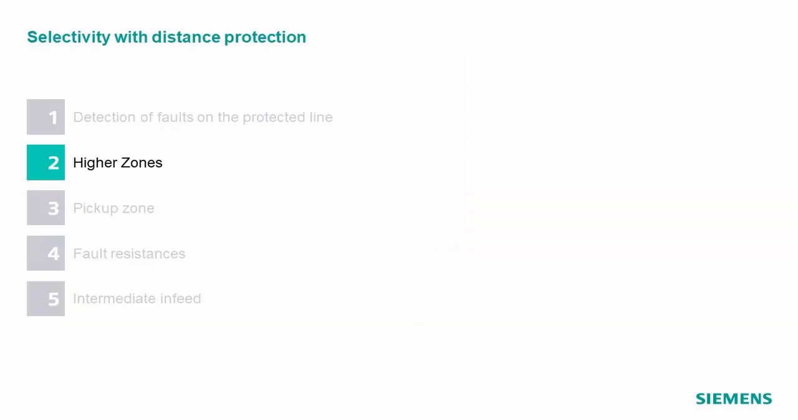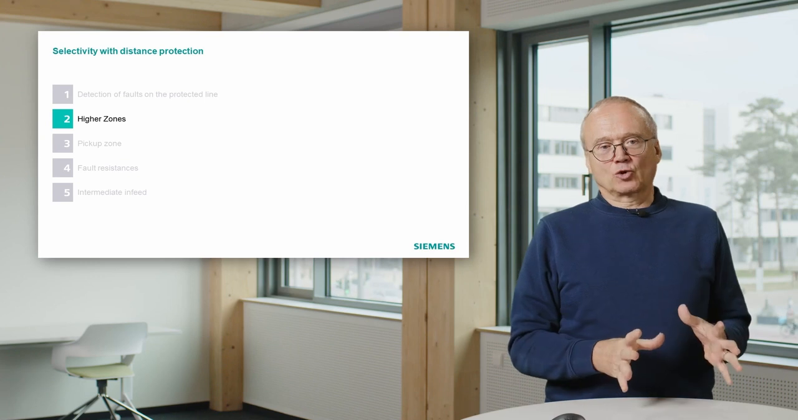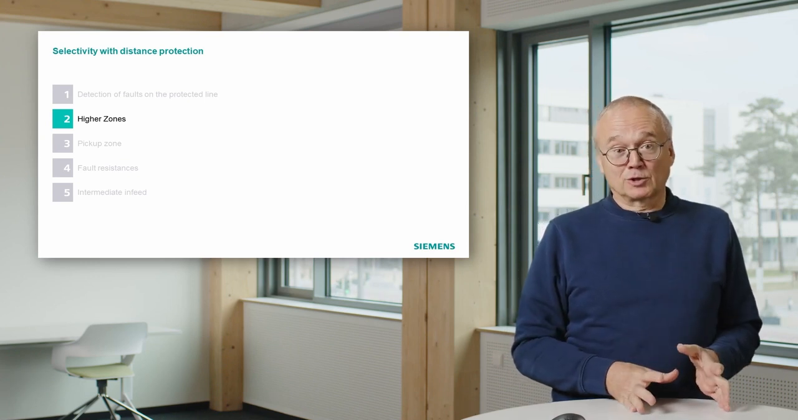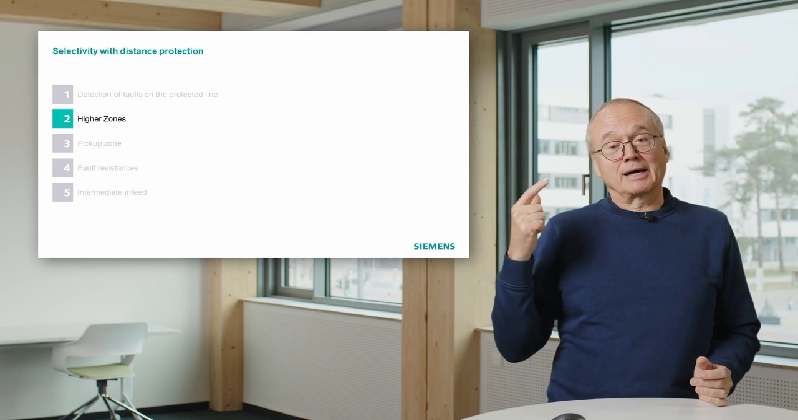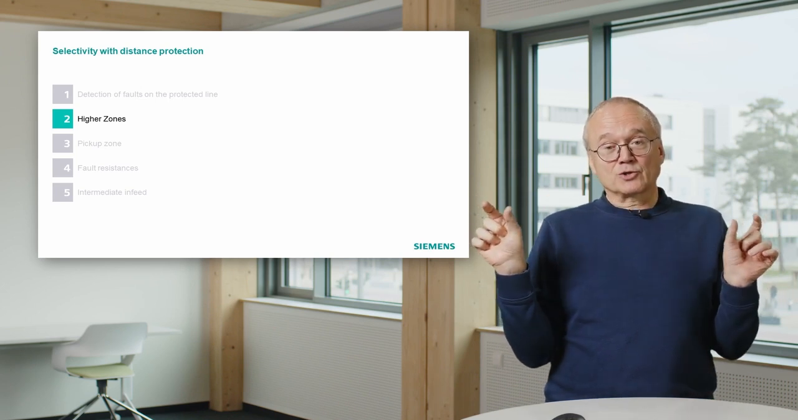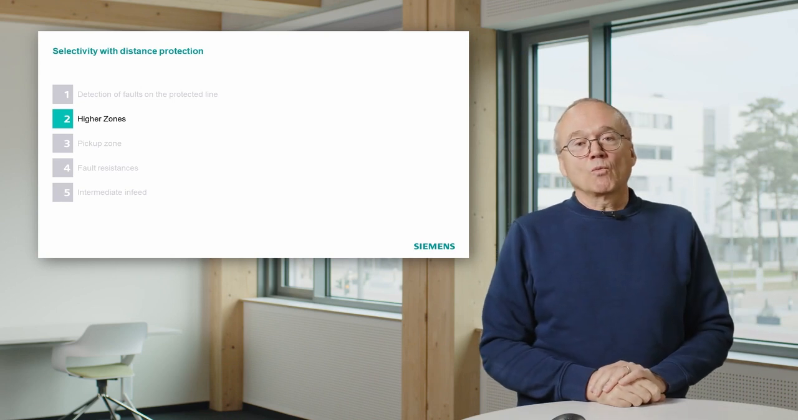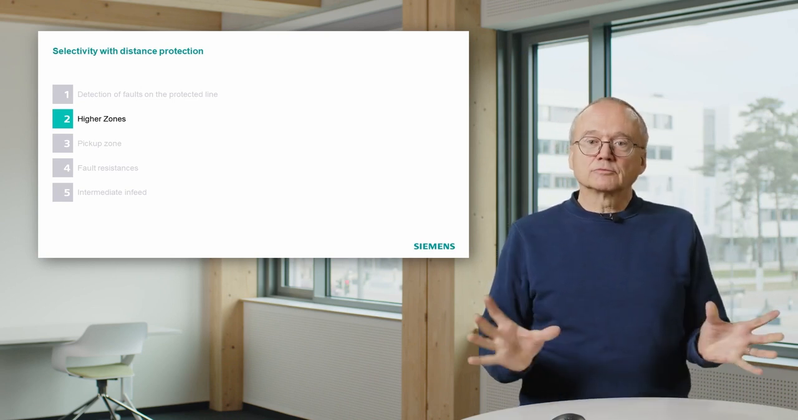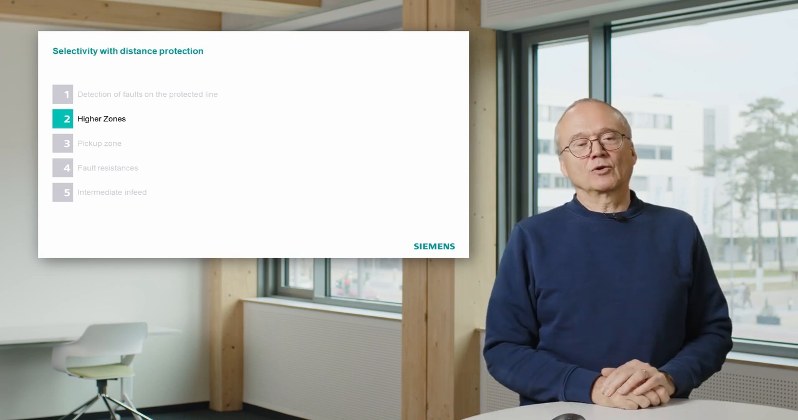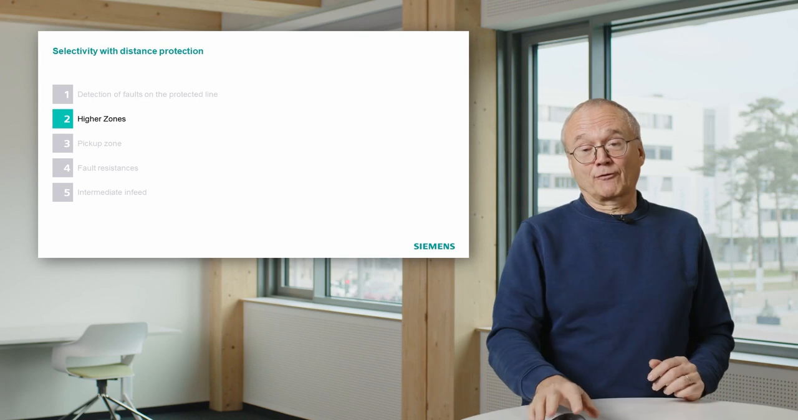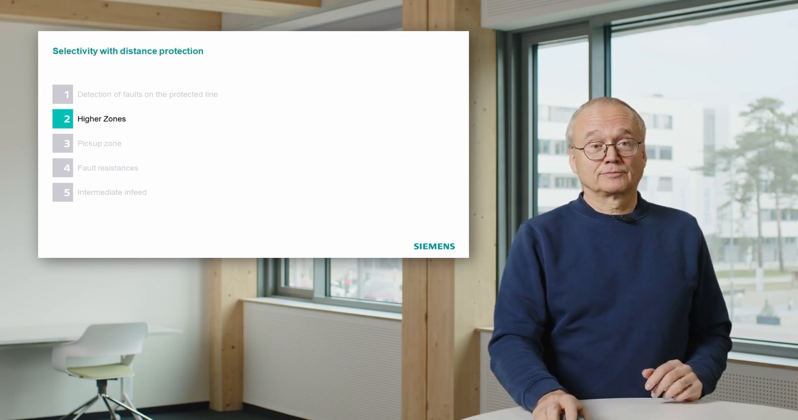Now let's look into higher zones. Up to now we discussed zone 1. Zone 1 reacts on most faults of the line, but we must keep in mind there is a certain part at the beginning and at the end of the line which is not seen in the first zone, depending on the measurement errors. And that's one reason why we have higher zones.